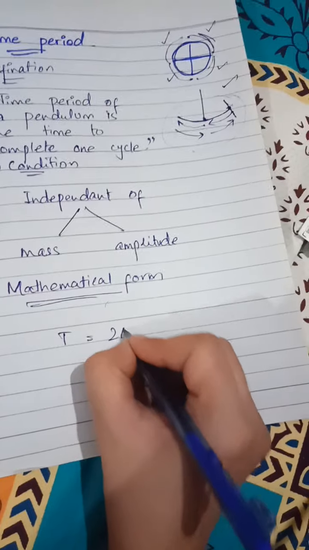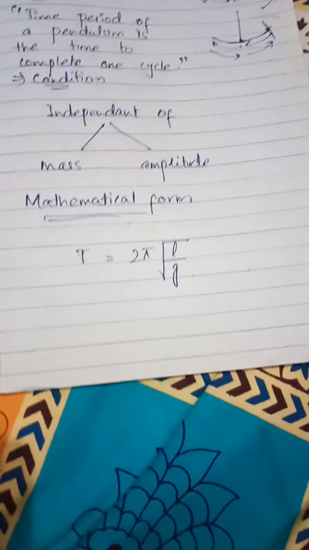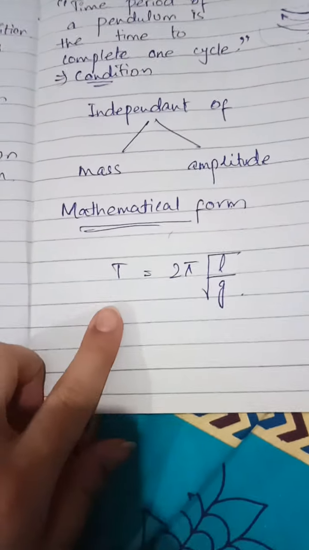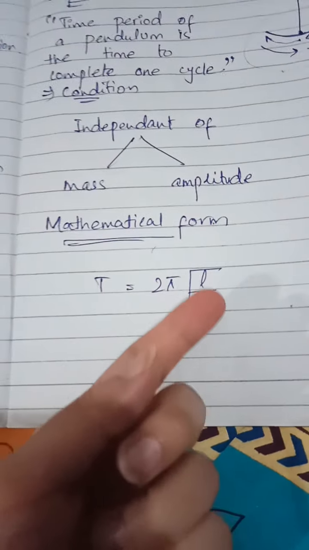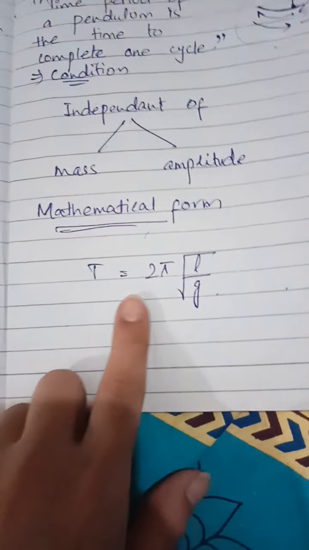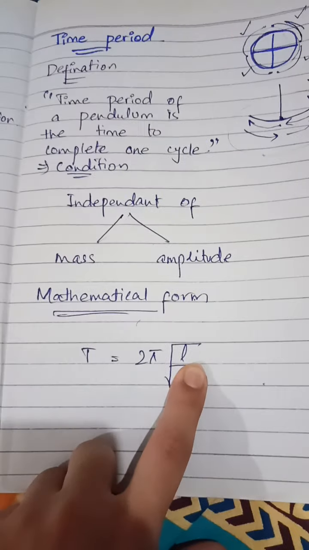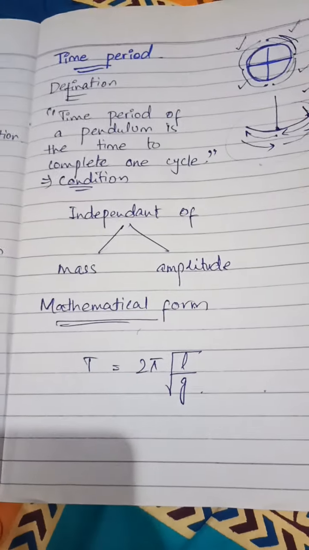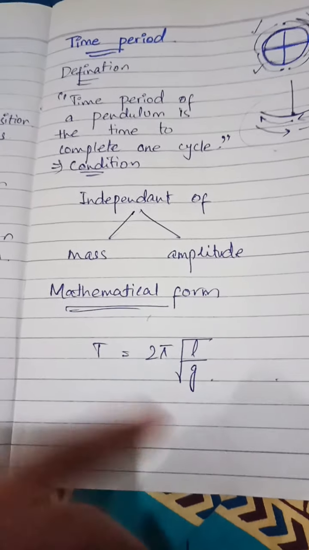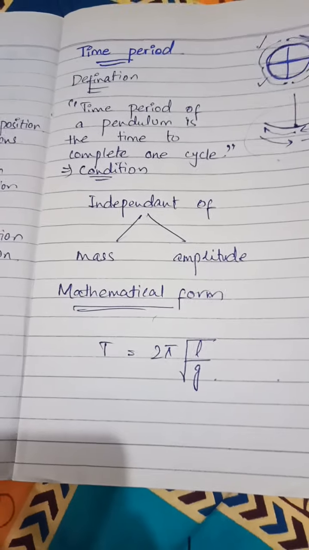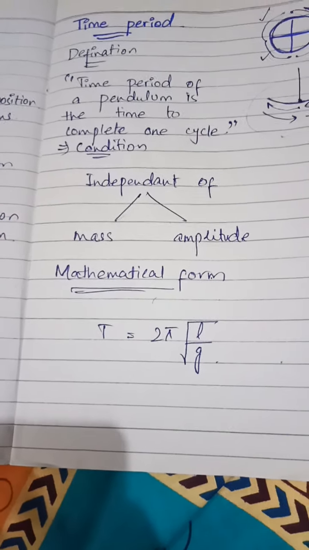T equals 2 pi root L over g. This is the formula through which we can calculate the time period of a simple pendulum. Here T is the time period, 2 pi is a constant, L is the length of the light string of the pendulum, and g is the gravitational acceleration. We are quite familiar with this, and its value is fixed. It is also a constant.